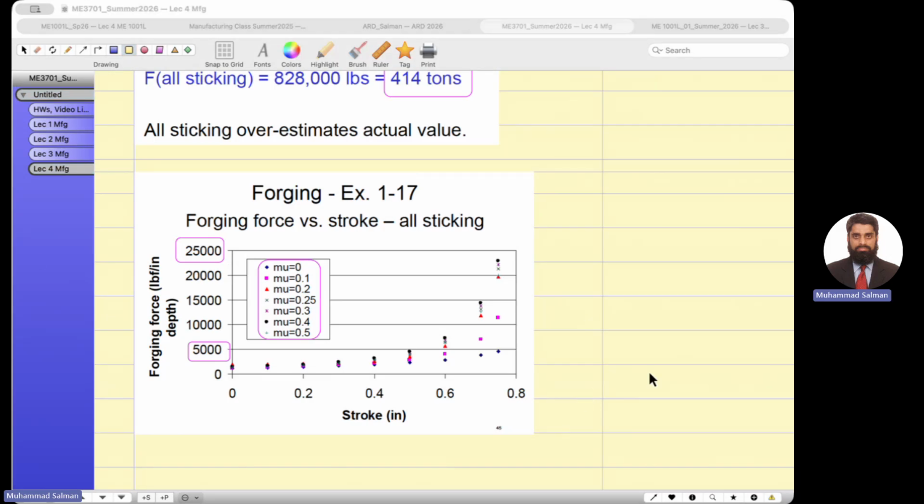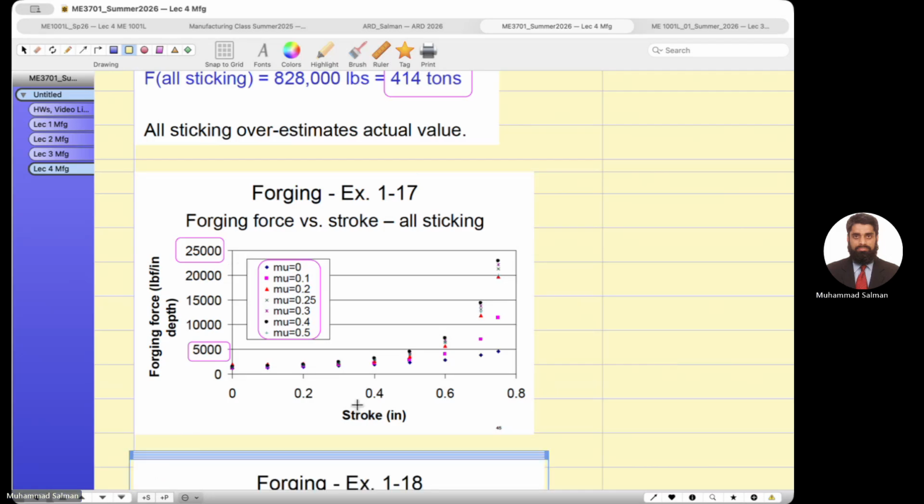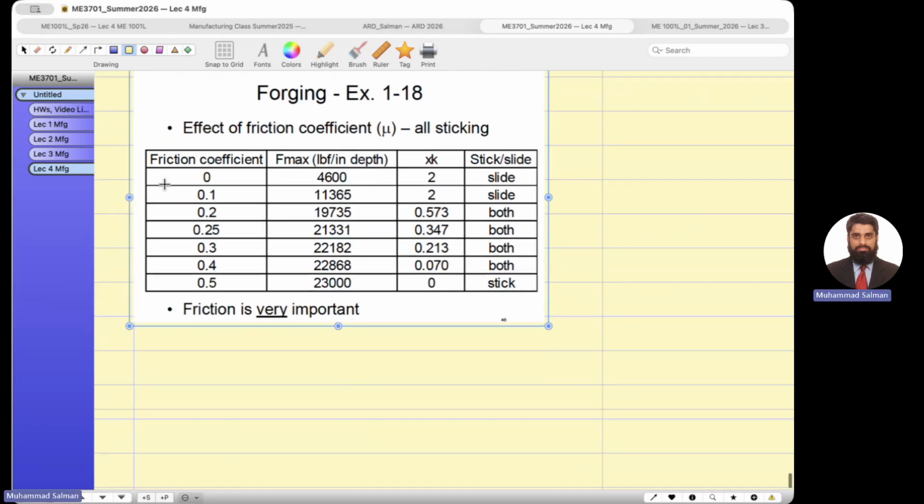In the end, you will see that as the coefficient of friction increases, the maximum force goes from 4600 psi to 23,000 psi. The effect of friction is very important. That's why we put lubricant.